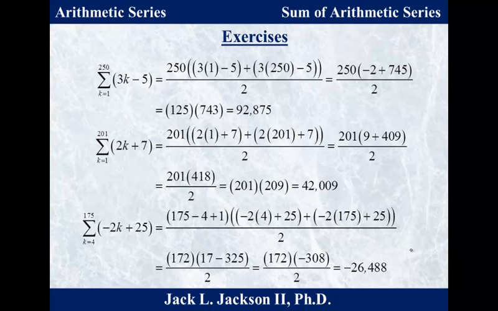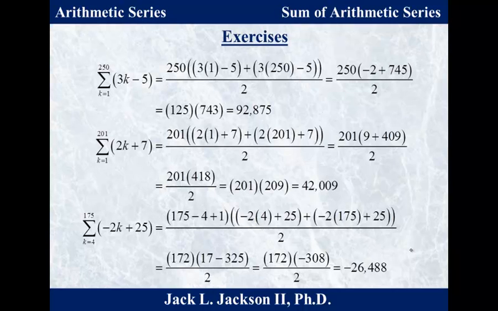The first term is 3 times 1 minus 5, that's negative 2, and then we're going up by 3. So it's negative 2, then it's 1, then it's 4, then it's 7, and we're adding all those up. And we end with the last term when we plug in 250 for k. So the total from 1 to 250, that's 250 terms, so that's n, 250 on the top, 2 on the bottom, and in the parentheses we need to figure the first term and the last term.